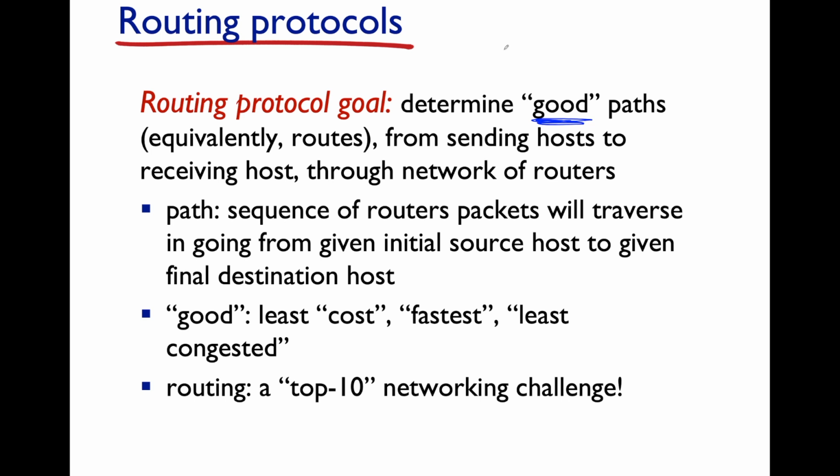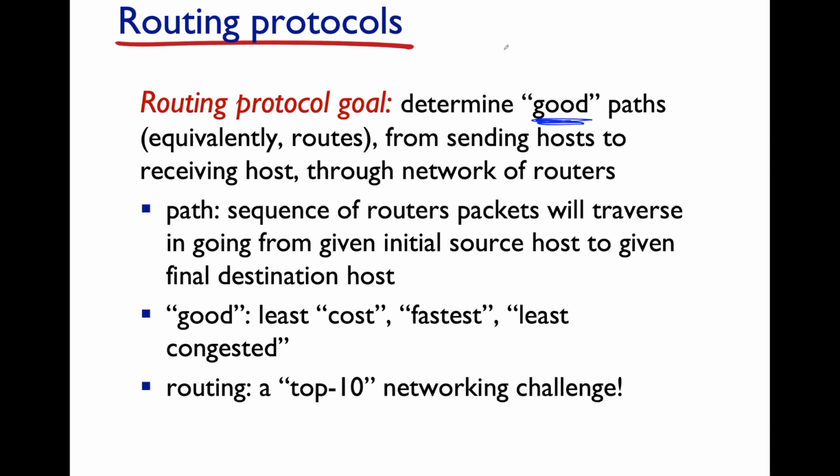And that path, therefore, consists of a sequence of routers that the packets will traverse when they're going from the source that originates it, ultimately arriving at the destination endpoint. And so good can mean many things when you talk about a good path. It can be the path that's the fastest. Well, that's always a good thing.